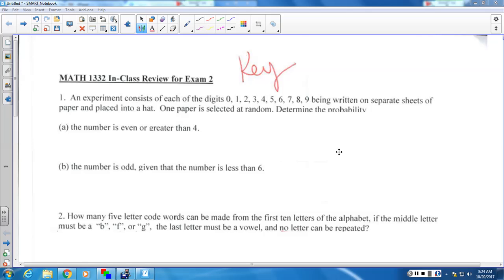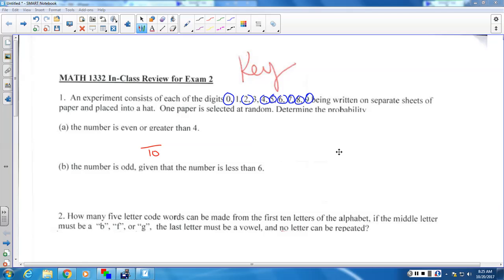So it didn't give us anything. So we have a total of 10 digits that it could be out of. It didn't give us anything. We're looking for the probability the number is even, so I'm going to circle all the even numbers, or greater than 4. So I'm also going to circle all the numbers greater than 4. And I'll count up how many that is.